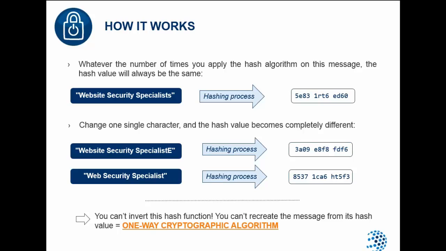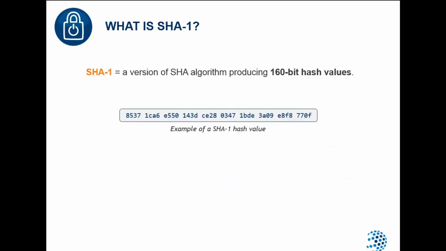These are functions that transform an input into an output with a certain number of bits. What is SHA-1? SHA-1 is a version of the SHA algorithm which produces a 160-bit hash value. Here is an example of a SHA-1 hash value. A lot of people still have certificates in SHA-1 format. The whole purpose of this webinar is so that we can move your SHA-1 certificates to SHA-2.